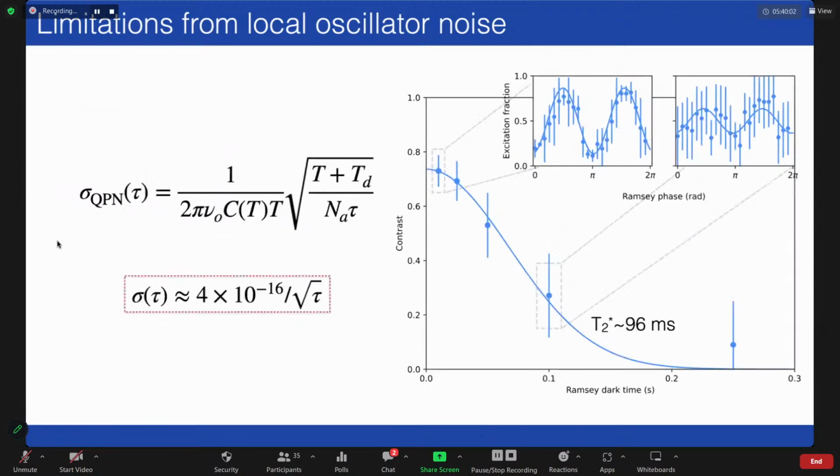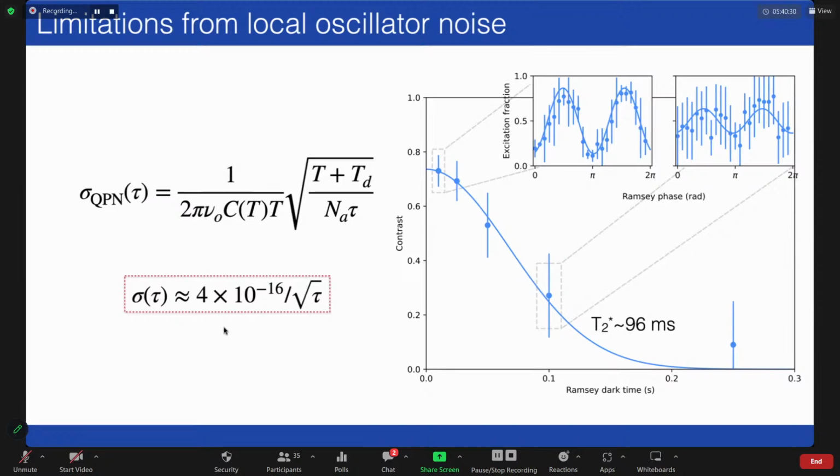And that limits the performance of our clock. We can go back to this QPN expression I already showed you, and we can just plug in the numbers here, and we would naively get a stability of the clock of 4 times 10⁻¹⁶ per root hertz. So as we average down, we can measure better and better, with better and better resolution. But at 1 second, we would be sensitive at about 4 parts in 10¹⁶ or so, which is quite good for a clock. This is really pretty impressive.